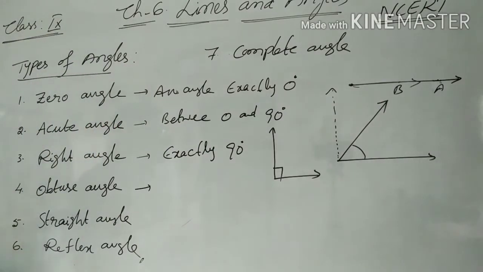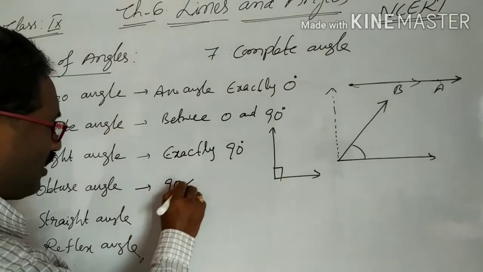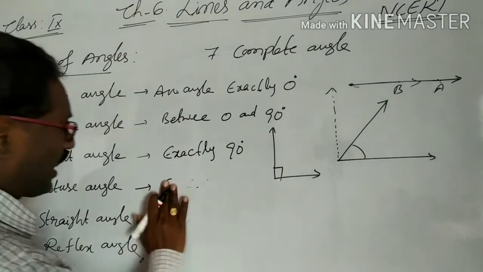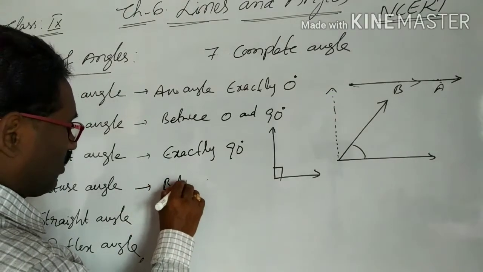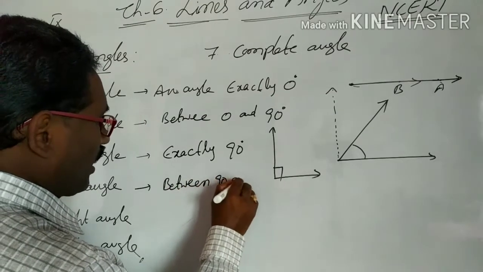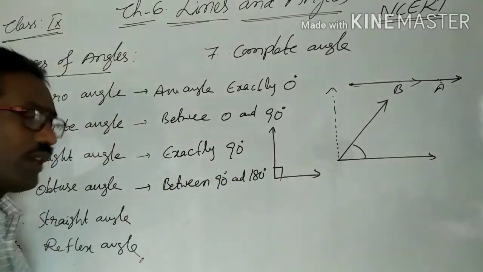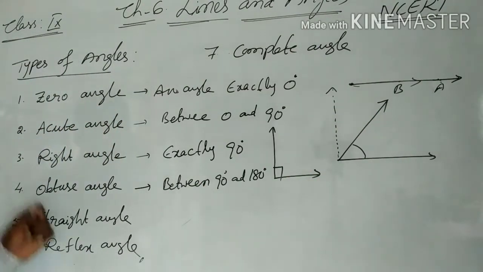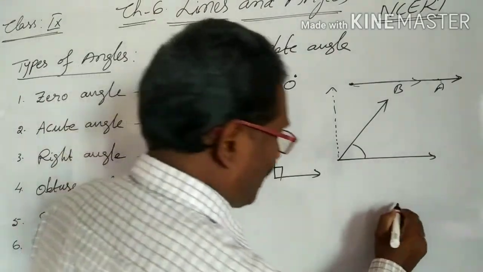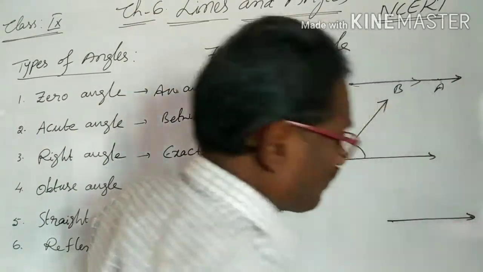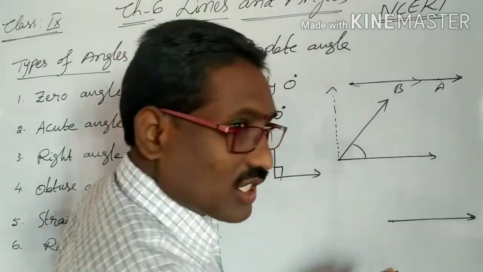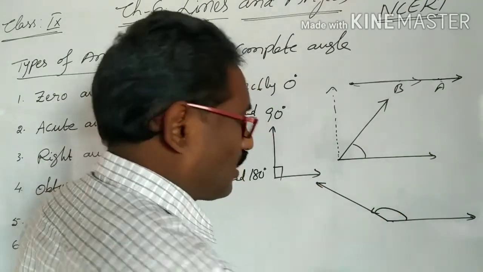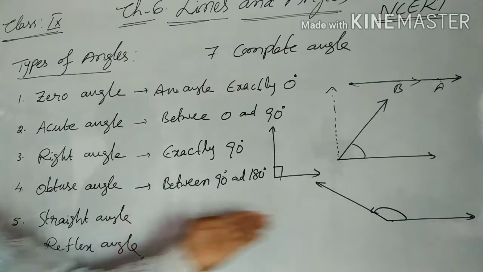Obtuse angle, what is the meaning of obtuse angle? An angle measures between 90 and 180 degrees. That is called an obtuse angle. How to draw the picture? See, this is the initial ray. This is 90 degrees, so more than 90 means an obtuse angle. This is the obtuse angle.